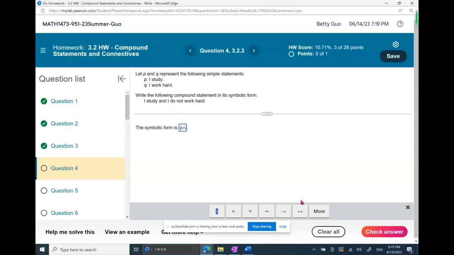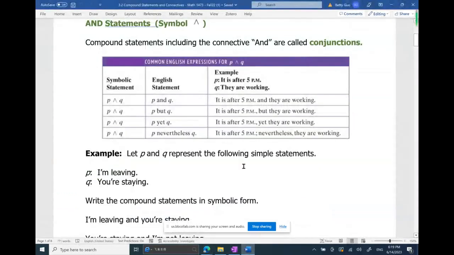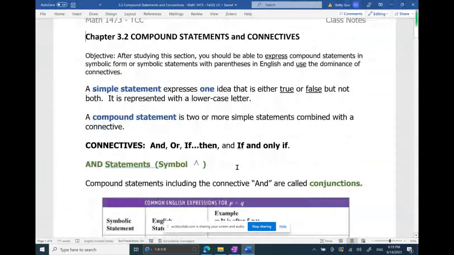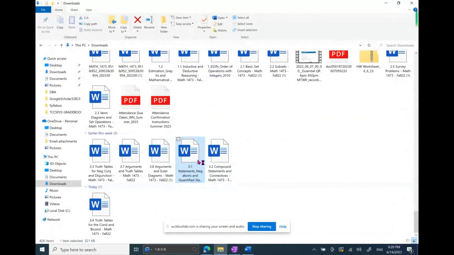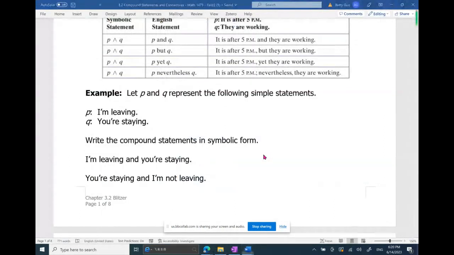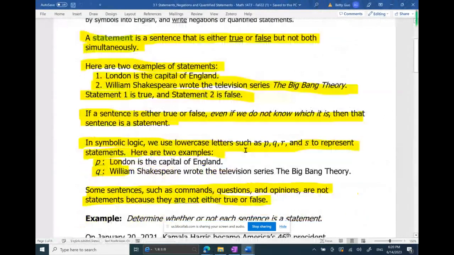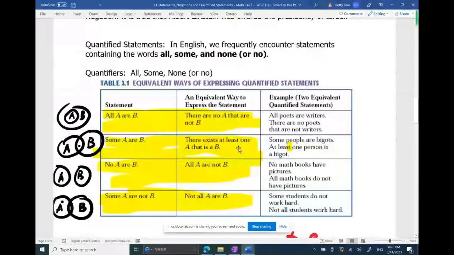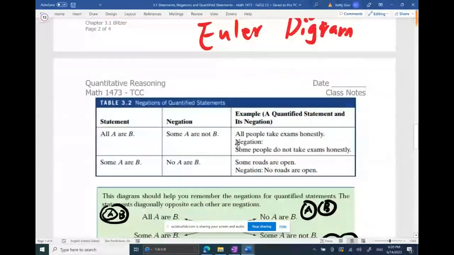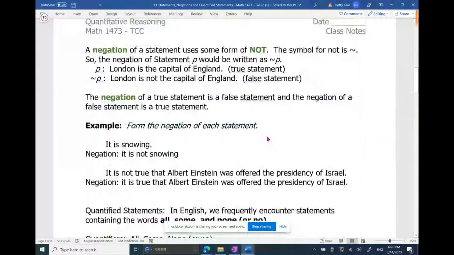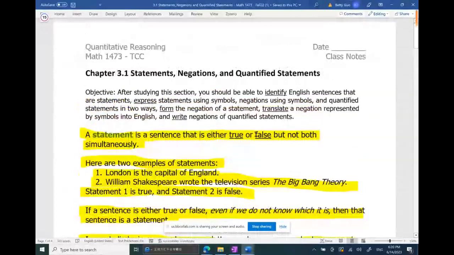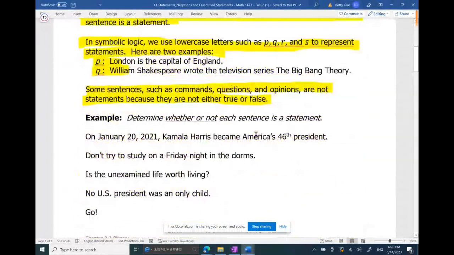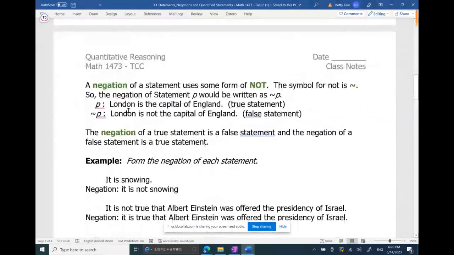This is about negation. Negation is from section 3.1. Okay, let me quickly get a note and you can look at it. Negation is pretty straightforward. Where's negation? Yeah, here.